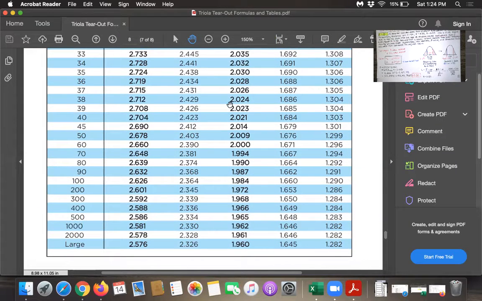And we have to think about whether we have a one-tailed test or a two-tailed test. Remember, this was a not equal to sign, so we had a two-tailed test. And our alpha value was 0.05. That was our significance level.